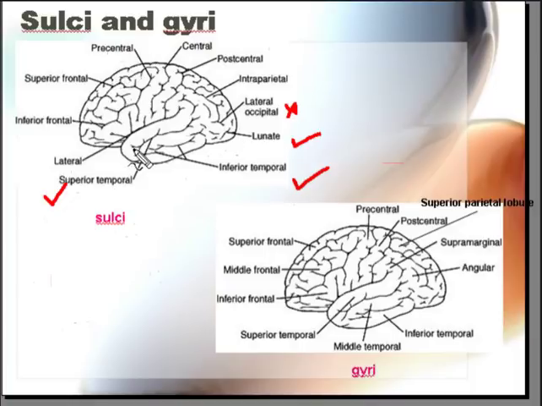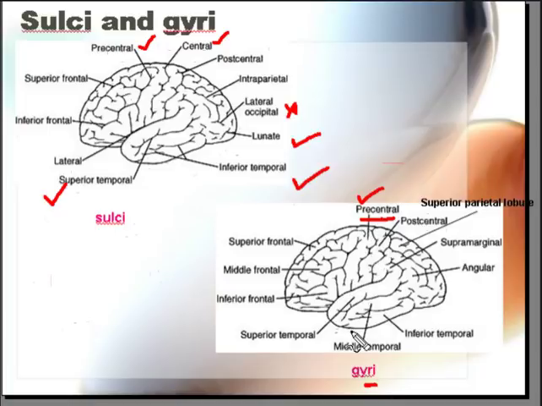Let's now look at the gyri which you see. In the frontal lobe, between the precentral sulcus and the central sulcus, this gyrus which you see is called the precentral gyrus. This is a very important gyrus. This is the motor area from where all your corticospinal, corticonuclear fibers start. So this is the precentral gyrus.